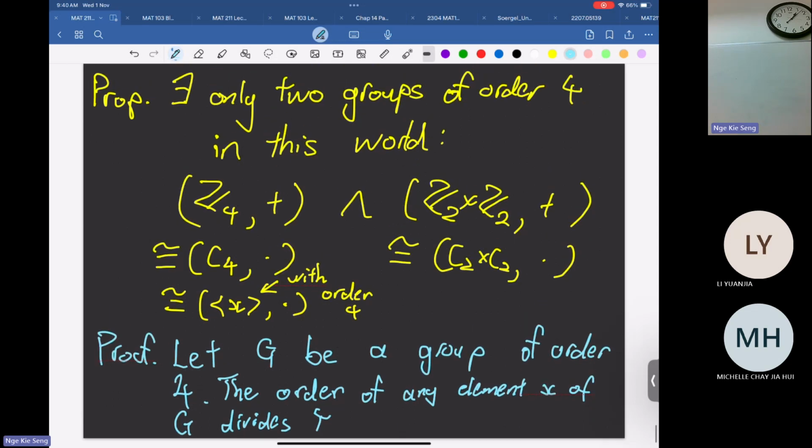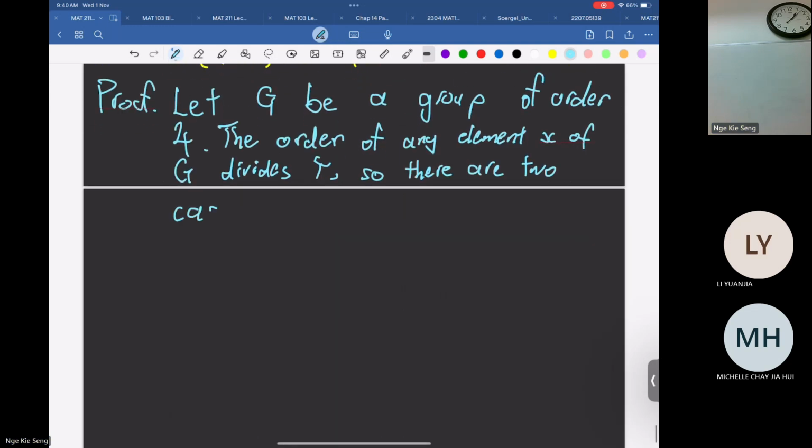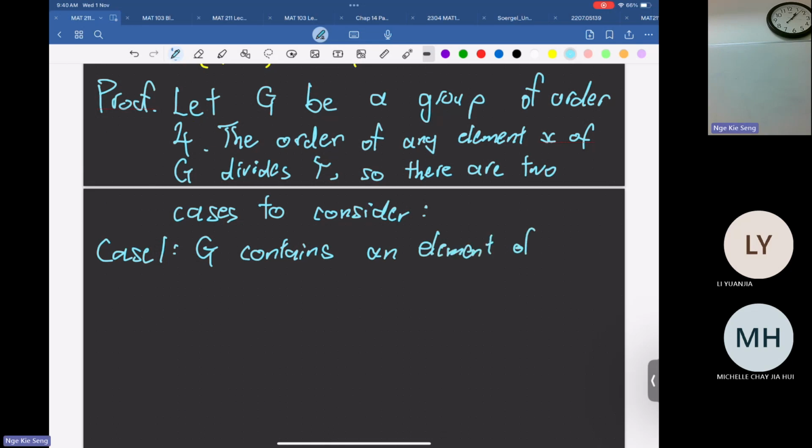So let's consider 4 first. There are 2 cases to consider, right? The third case is degenerate, we throw it away. So case 1: G contains an element of order 4. I claim that if it contains an element of order 4, then G has to be a cyclic group of order 4. Can you see why or not?